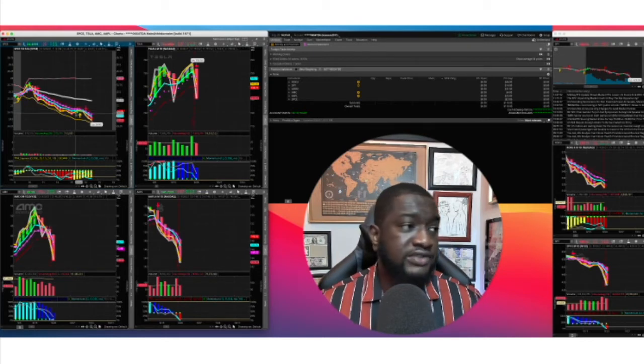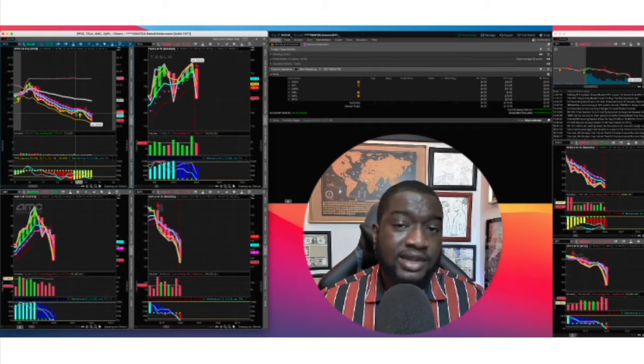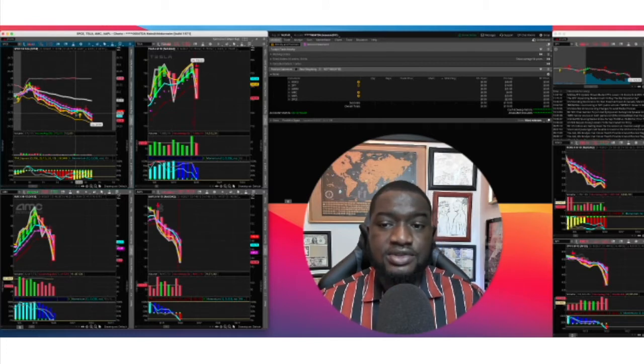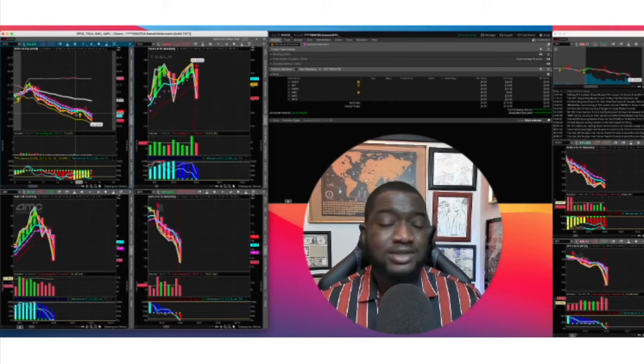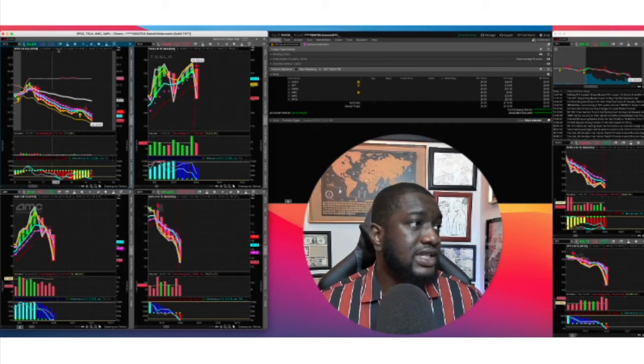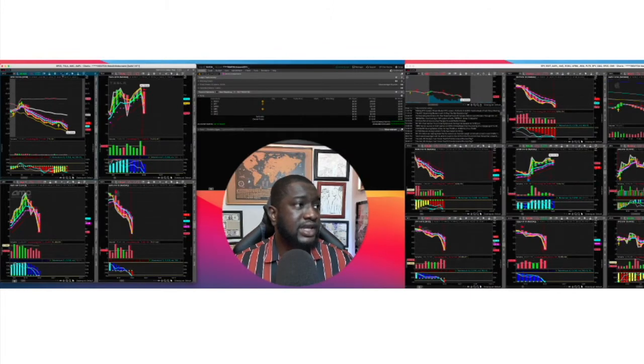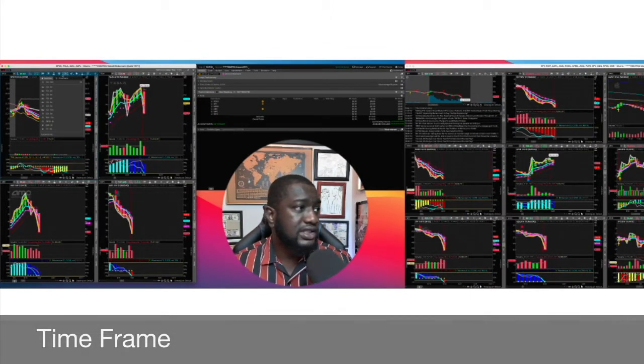The spread is very tight. You don't really have a lot of spreads. I hate trading stocks that have a lot of spreads, because on a small account you can't really make much money on a stock that has a lot of spreads.